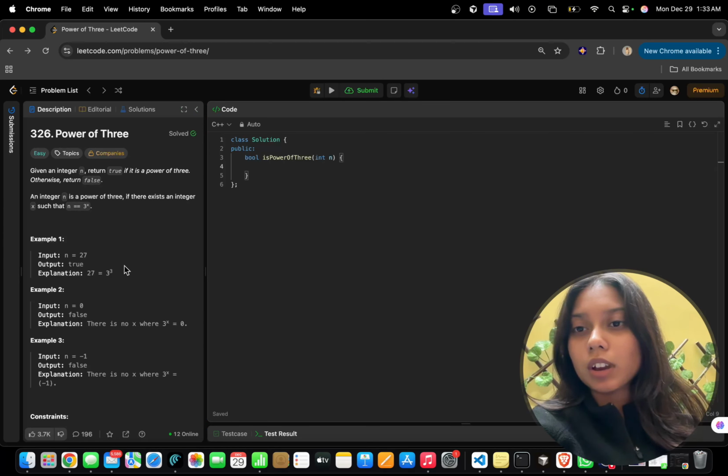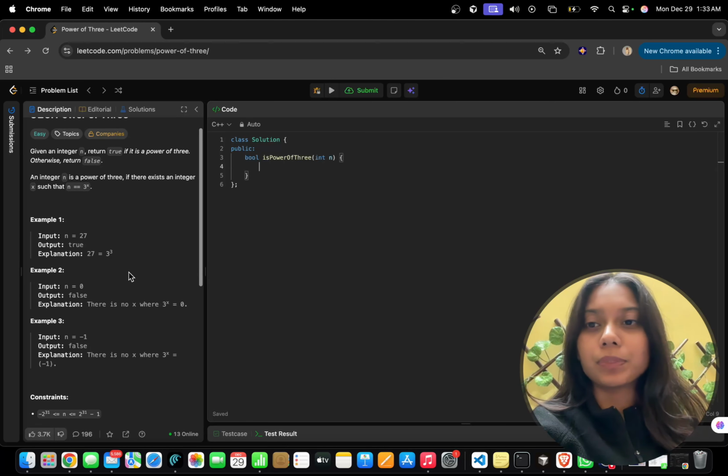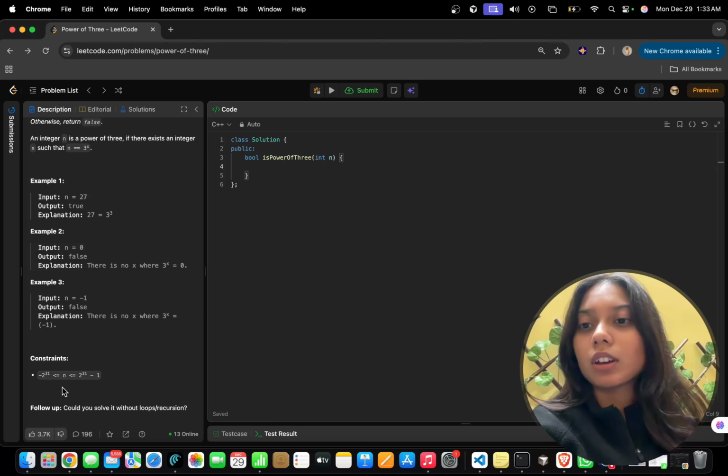Given an integer n, return true if it is a power of 3, otherwise return false. An integer n is a power of 3 if there exists an integer x such that n is equal to 3 raised to the power x. Our first example is when n is 27 and the output is going to be true because 27 can be represented as 3 raised to the power 3.